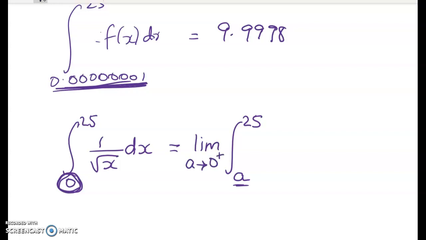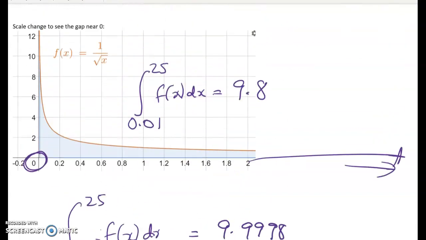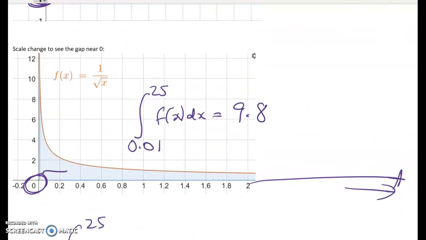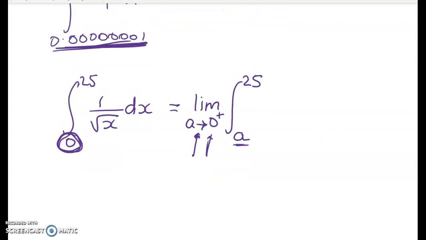So for some of you watching this, it might be the first time you've seen this limit notation. Lim means limit, and this is saying as a gets very close to 0, and the little plus means from above, right? And that's exactly what we were doing up here. So we were getting very, very close to 0 from above, but we're doing this now with a little bit more theory, but not much more. So that's how we define that integral.